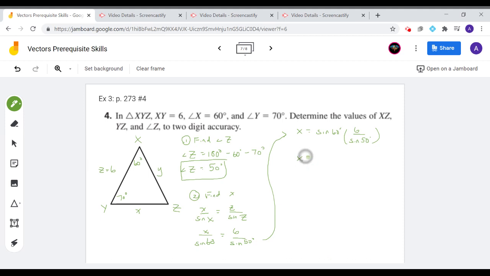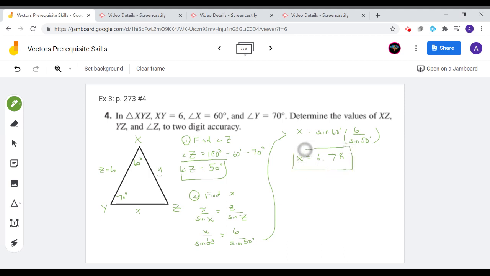That's a different value. And I'm going to type into my calculator sine 60 times 6 and divide it by sine 50, and I get 6.78. It says 2-digit accuracy, so I'm going to leave it at 6.78.